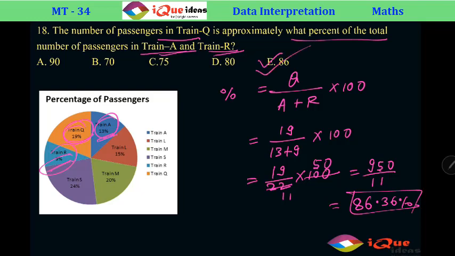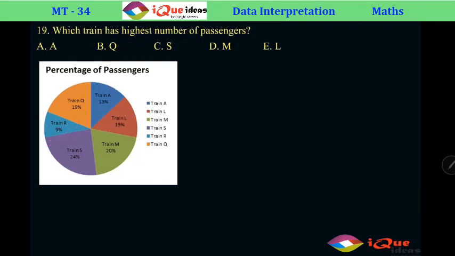Okay, now let's take up the next one. This one is again a very simple question. Which train has the highest percentage? Very clearly, the train which has the highest percentage will also have the highest number, right?